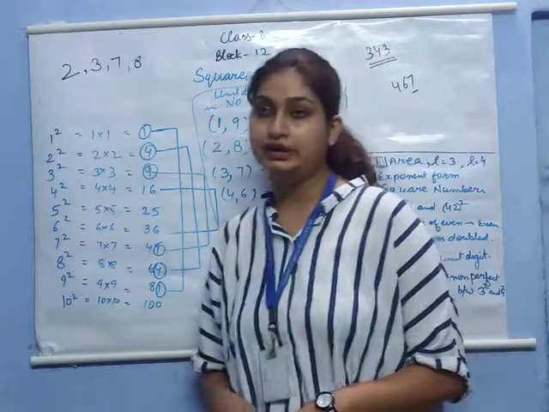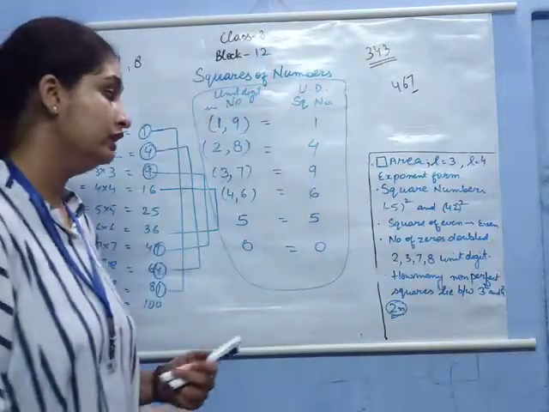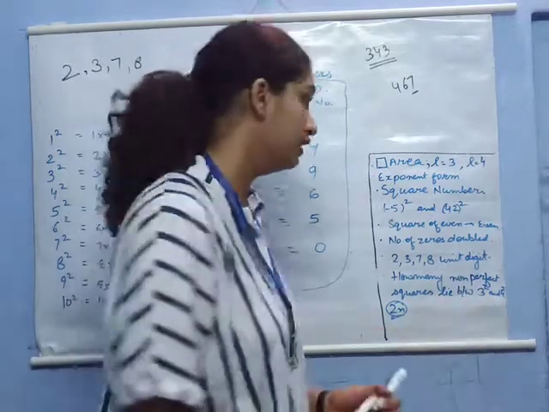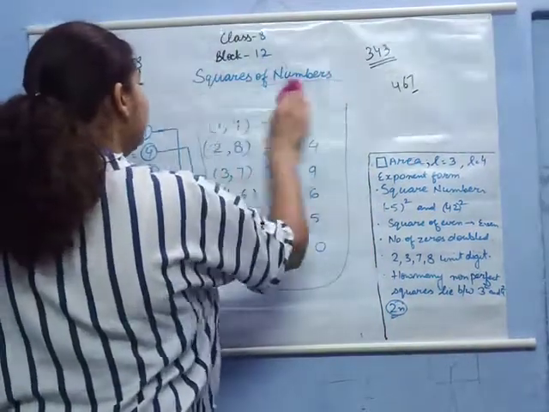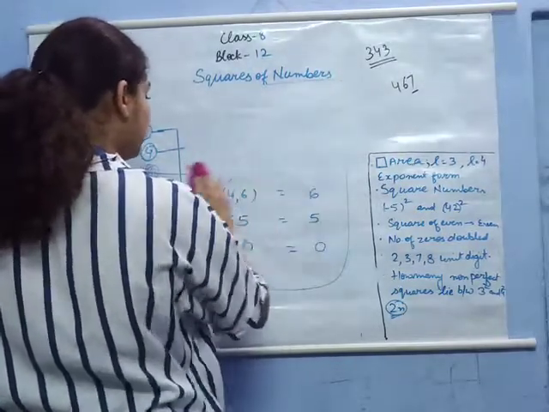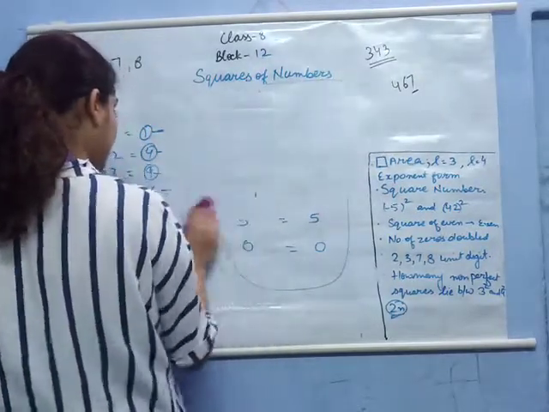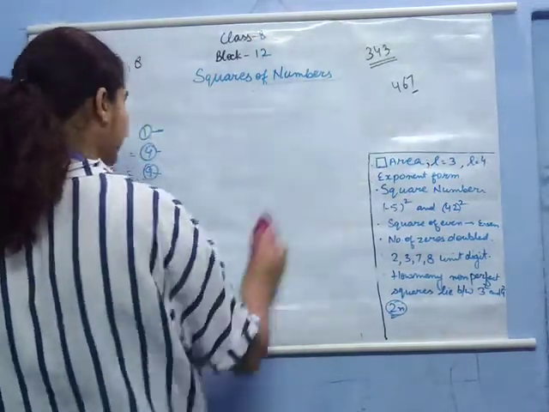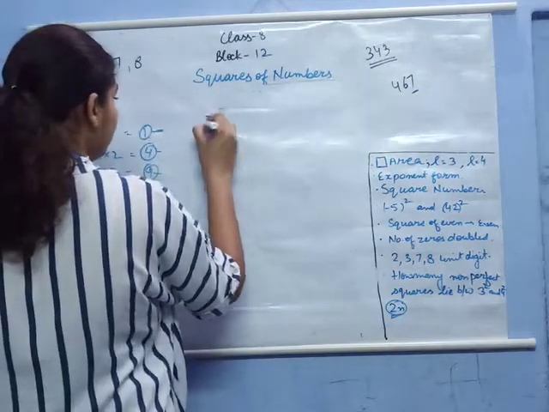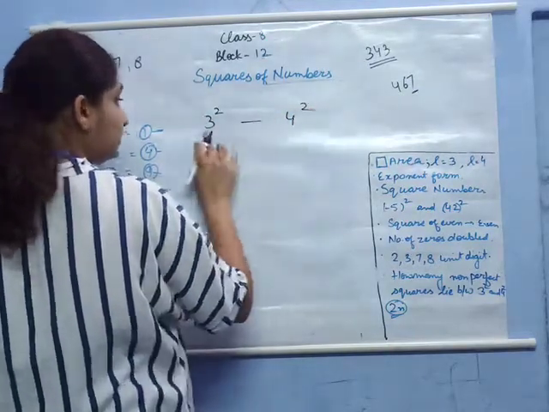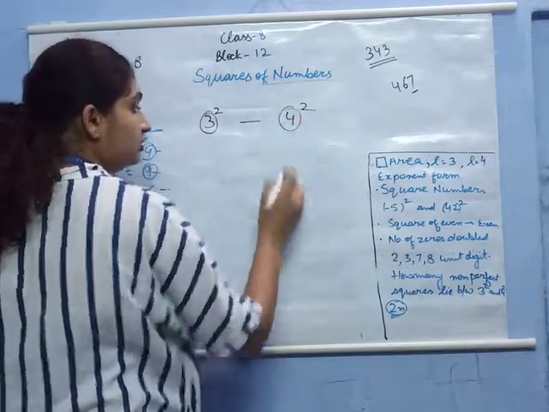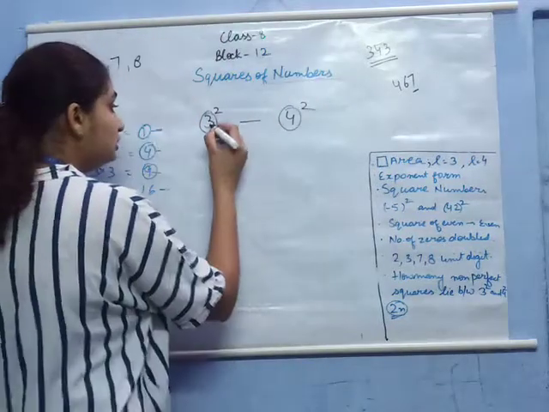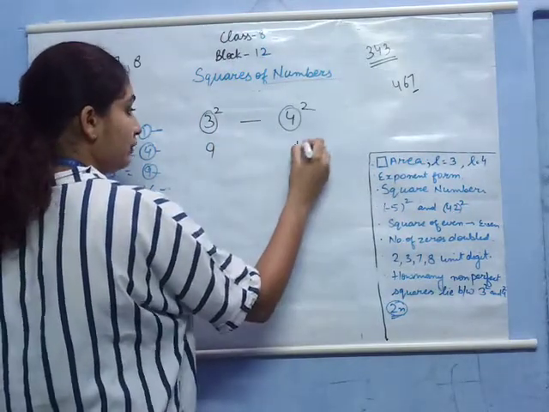Right? Now, we are talking about the perfect squares, the square numbers. How many non-perfect squares lie between 3 ka square and 4 ka square? See, it's a very important question. Perfect square numbers you are aware of now, but we have to deal with the non-perfect square numbers. How many numbers exist between 3 ka square and 4 ka square? See, 3 and 4 are two consecutive numbers. Consecutive means next to each other, right? 3 ka square is 9. 4 ka square is 16.